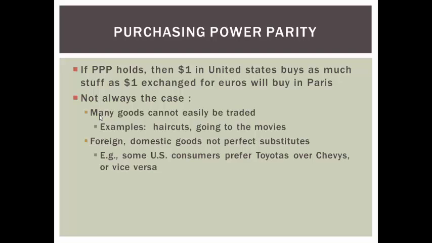Many goods cannot easily be traded. For example, haircuts, going to the movies. We can't really send haircuts from one country to another. Foreign and domestic goods are also not perfect substitutes. That's another reason why purchasing power parity is not going to hold. Some consumers prefer Toyotas over Chevys, so they're not perfect substitutes from one country to another. People in the US may have less demand for French wine than people in France. So they might have different values, and that's another reason why it may not actually hold.